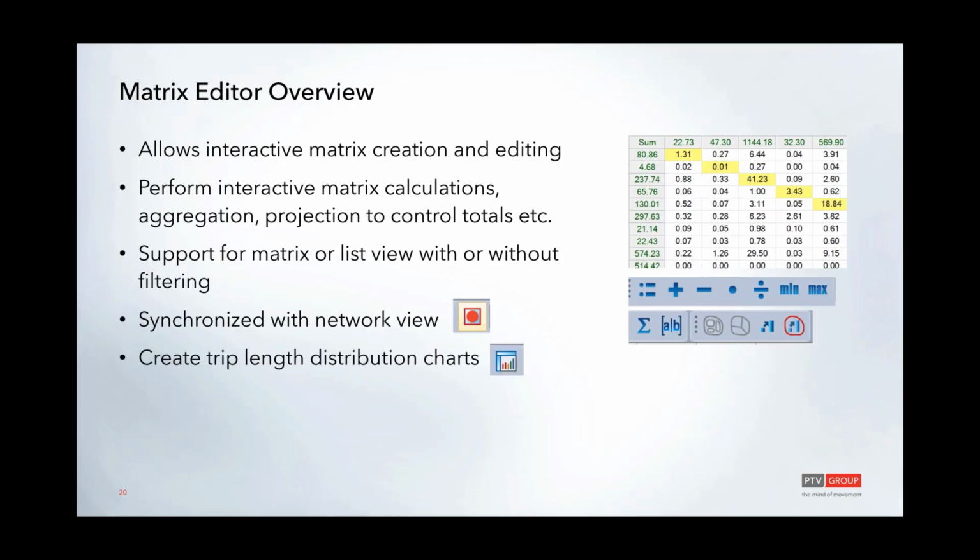Then you can also create trip length distributions using this matrix editor, and then look at those trip length distributions for your typical segments on the fly. So let's have a look at this in Visum and get an idea of how this works.